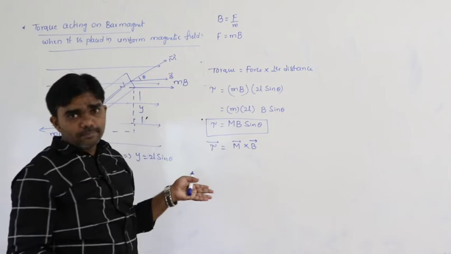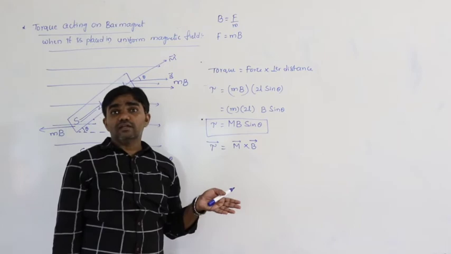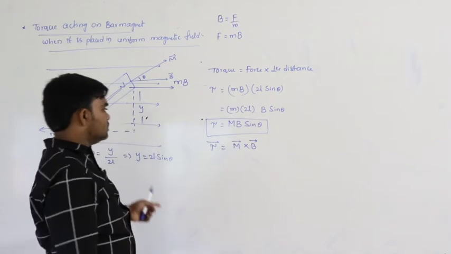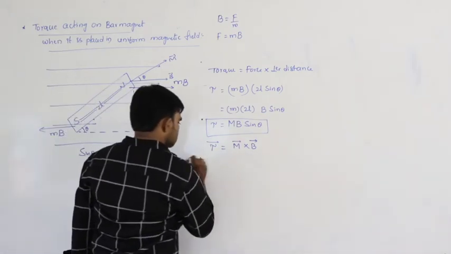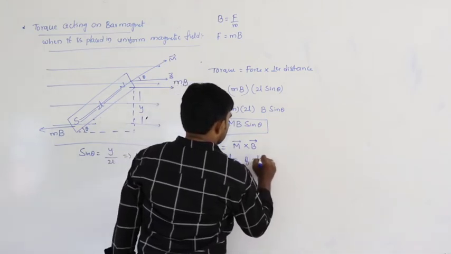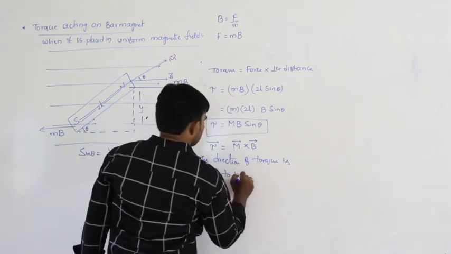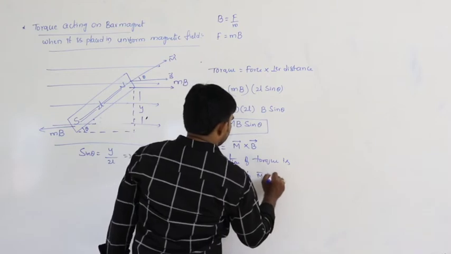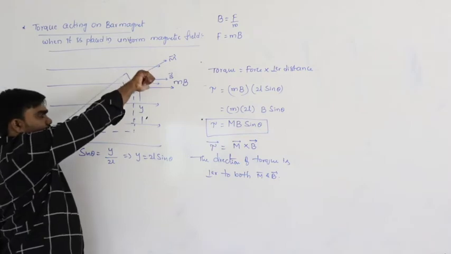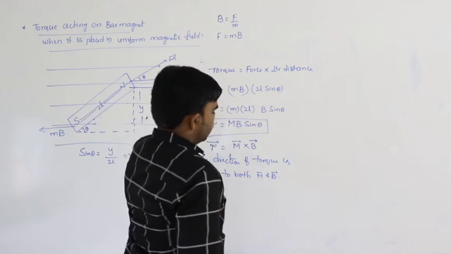In the same way in electricity, the direction of the torque acting on the electric dipole is also calculated with the help of the right hand thumb rule. So the direction of torque is perpendicular to both m bar and b bar. See here, this m bar cross b bar, the direction is always inwards. The direction of the torque is perpendicular to both m bar and b bar.